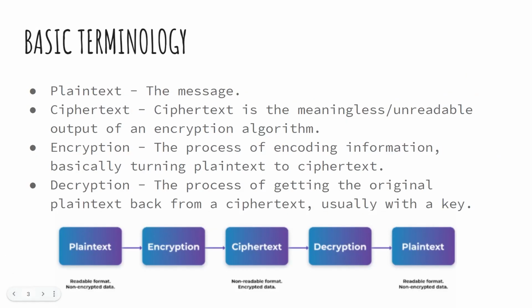Going ahead, coming to the basic terminology. Plain text. Plain text is the message one wants to send, or the data. Ciphertext. It is the meaningless or unreadable output of an encryption algorithm. Encryption. The process of encoding information, basically turning plain text into ciphertext. And decryption. This is the process of getting the original plain text back from a ciphertext. And this is usually done with a key.